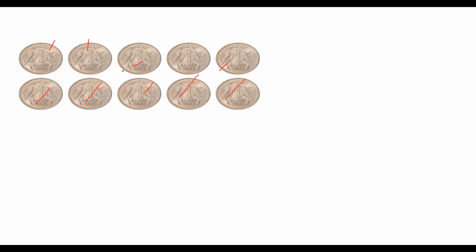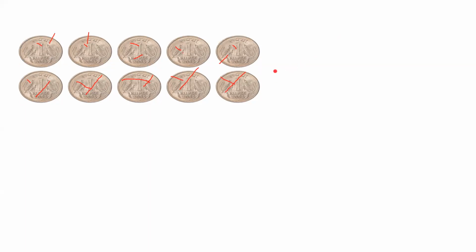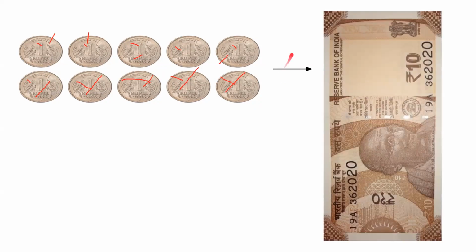Now how many rupees will this be? This will be 1 rupees, 2 rupees, 3 rupees, 4 rupees, 5 rupees, 6 rupees, 7 rupees, 8 rupees, 9 rupees, 10 rupees. So in total, I have 10 rupees. But so many coins, right? Itne sare coins ho gaye ek ke. So what we can do is, instead of so many 1 rupee coins, we can have a 10 rupee note. Hum 10 ke ek sikko ki jagah ek 10 ka note use kar sakte hain.